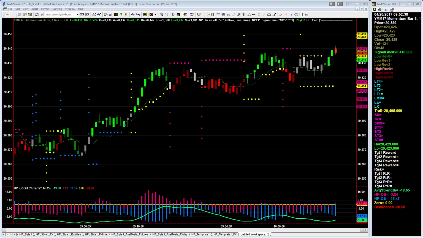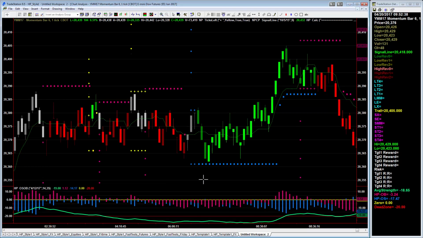Let's look at some examples, beginning with this YM 6-tick momentum range bar chart. This is the Dow E-mini, and we'll start with just any random day. We'll use today as our first day. It could be any old day. So let's go back to the start. Start at 8:30 Central.